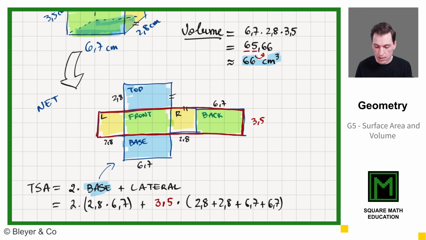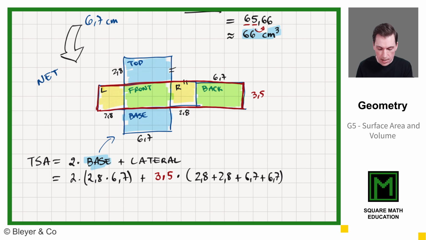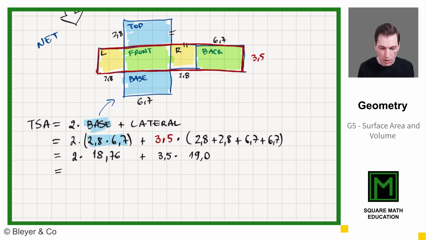Now we do have the lateral area here in red, and in blue this measurement is going to give me one base. So 2 times 18.76 added to 3.5 times 19.0. This will result in 37.52 added to 66.5. This will add up to 104.02.